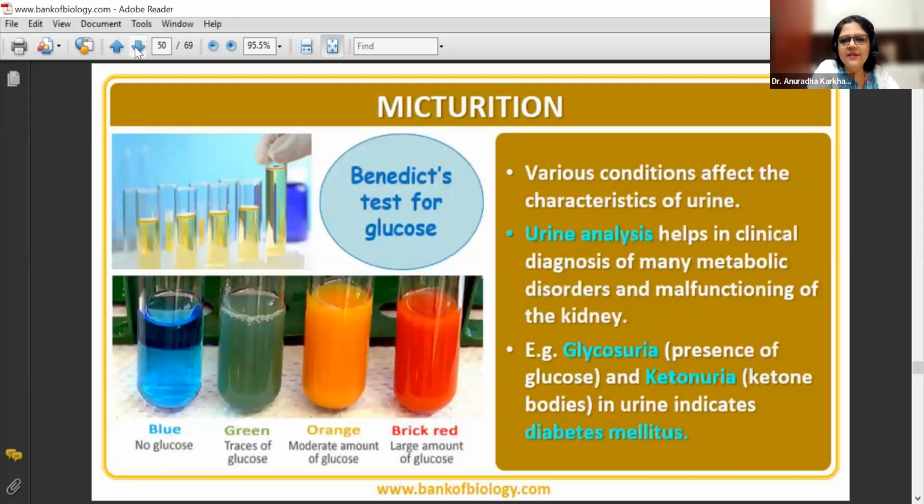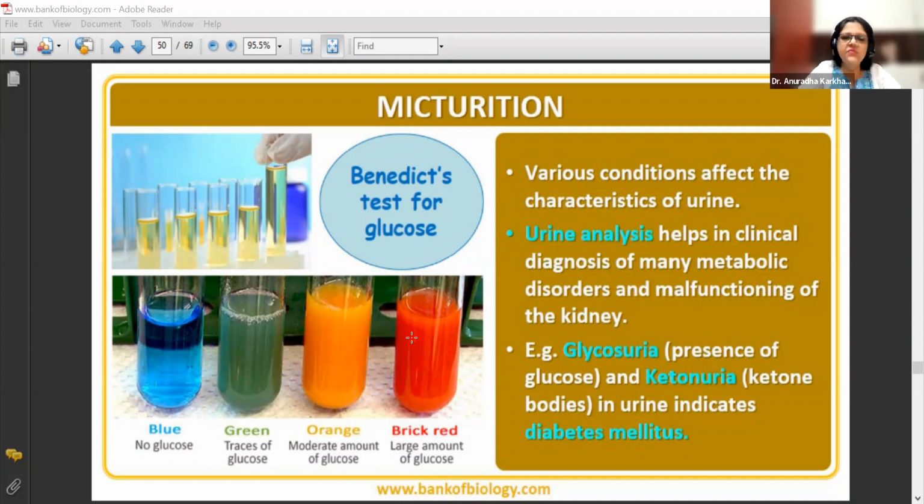Various conditions affect the characteristics of urine. Urine analysis helps in the clinical diagnosis of many metabolic disorders and malfunctioning of the kidney. Yes, correct. For example, see what the different disorders of urine impairment are. Glycosuria, the presence of glucose in urine, which occurs in diabetic patients. Okay. Ketonuria, the presence of ketone bodies in urine. Both indicate what? Diabetes mellitus. So Benedict's test is done for this particular analysis.